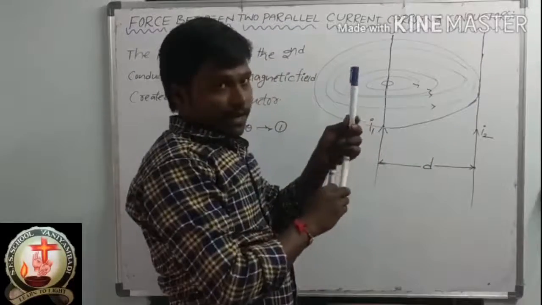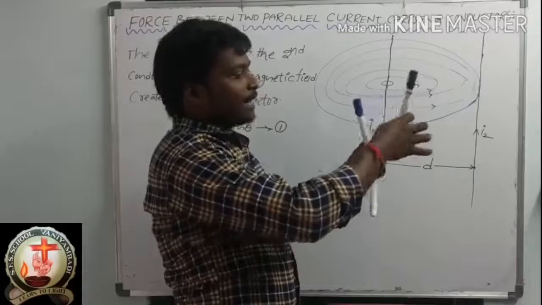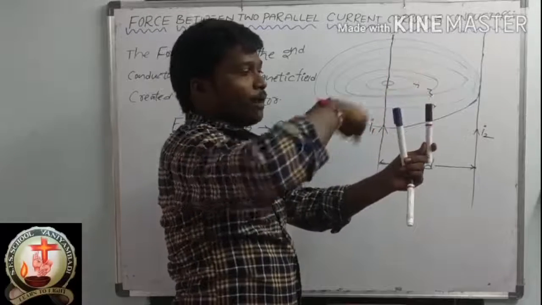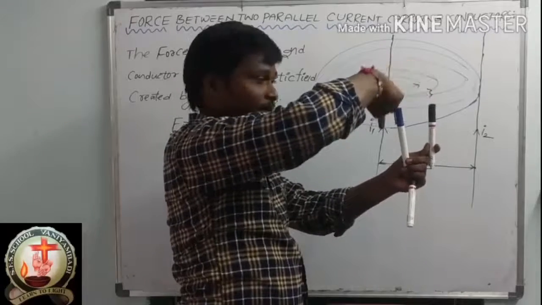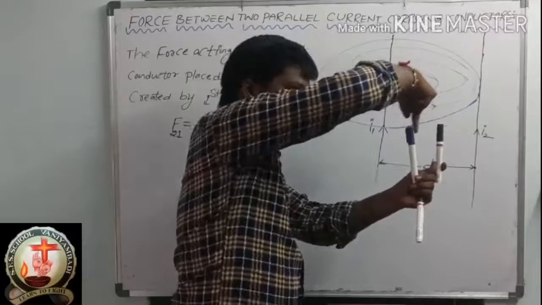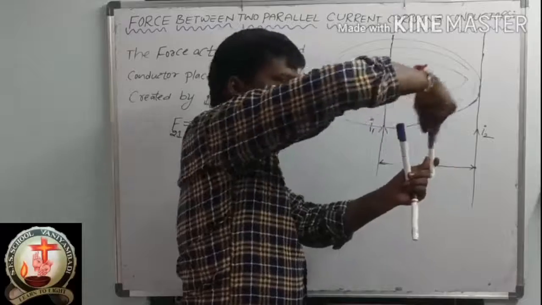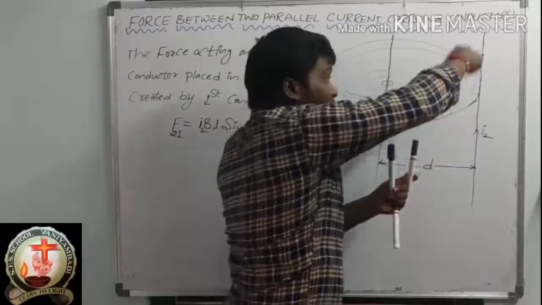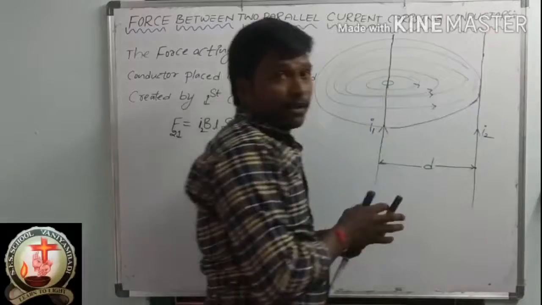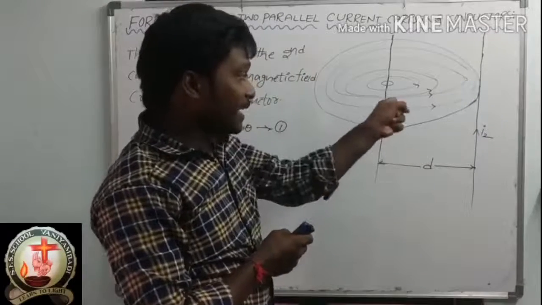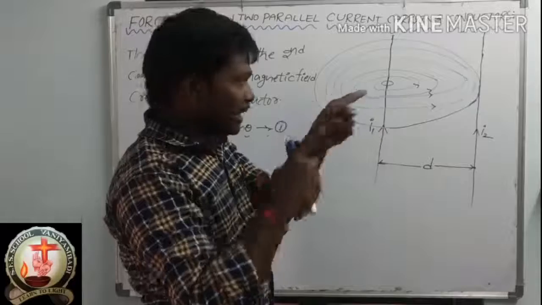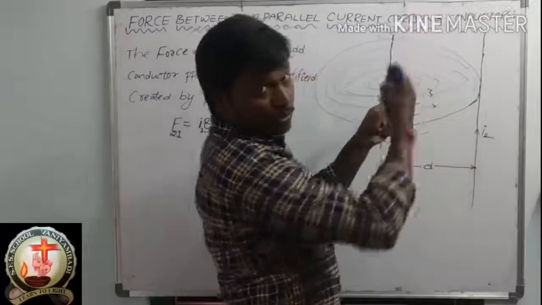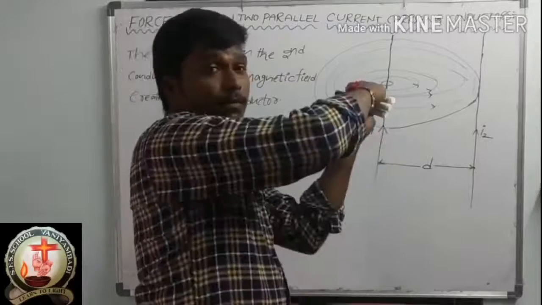Suppose this is the first current carrying conductor and this is the second current carrying conductor. How is the magnetic field touching here? It is going like this, inside. So what is the direction of the magnetic field at this conductor? Inside. So this finger I am showing inside. What is the current direction here? Upwards. So this finger will show up.